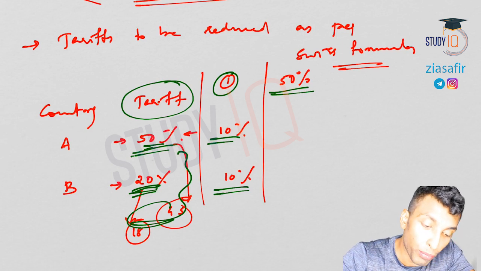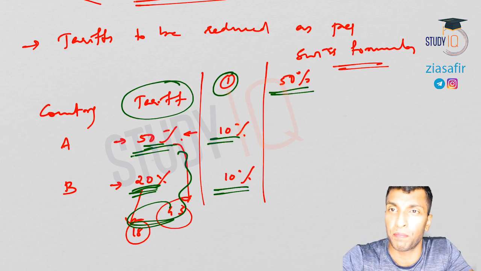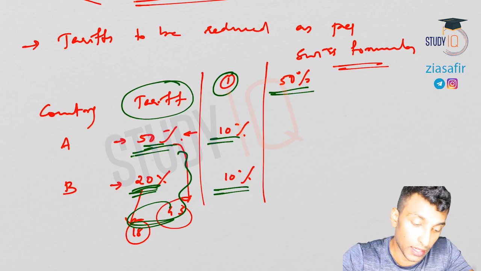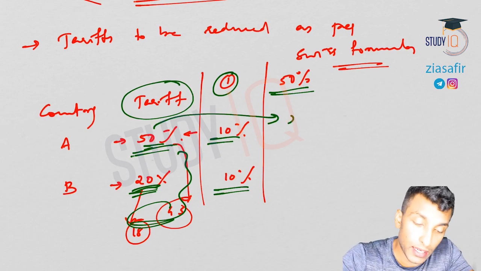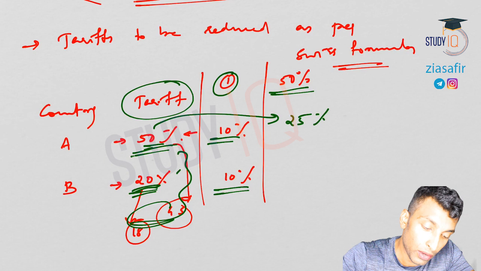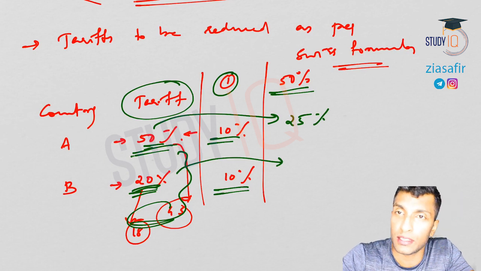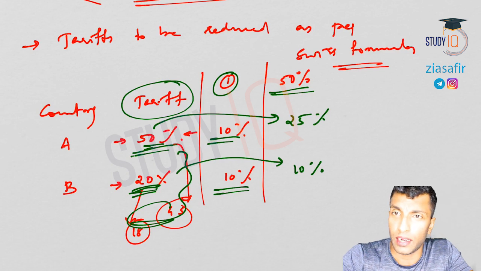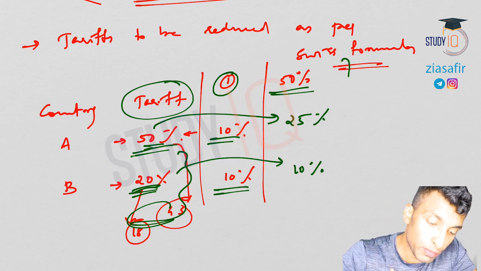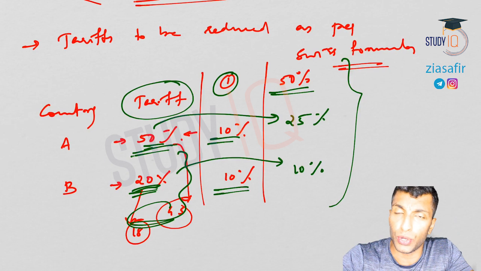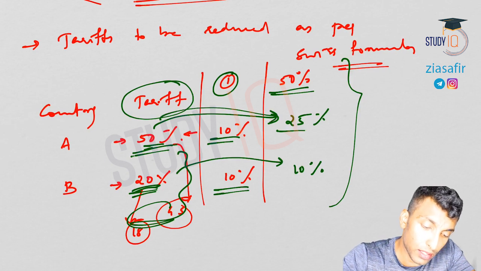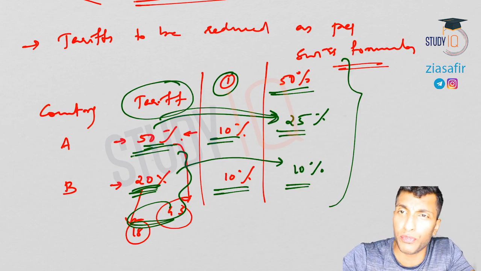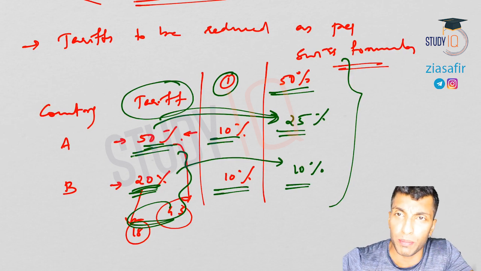Second way is actually both have to be reduced by 50%. So here it will reduce 50%. That means now it is 25. Here it will reduce 50%. That means 10%. Right? I hope this is clear. So here both are reduced by the same percentage. So higher tariff, this doesn't matter. Lower tariff also doesn't matter. Both have to reduce by 50%.